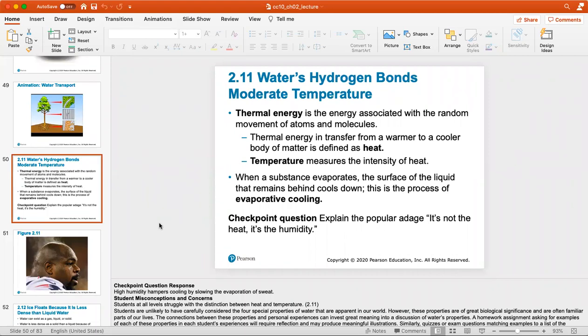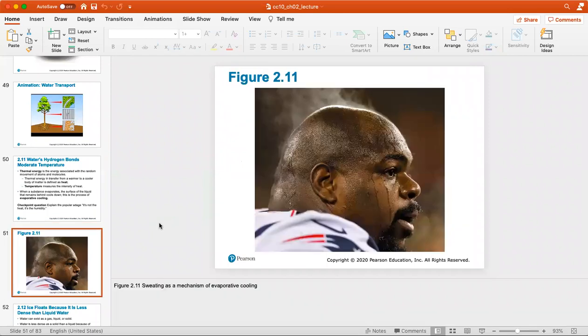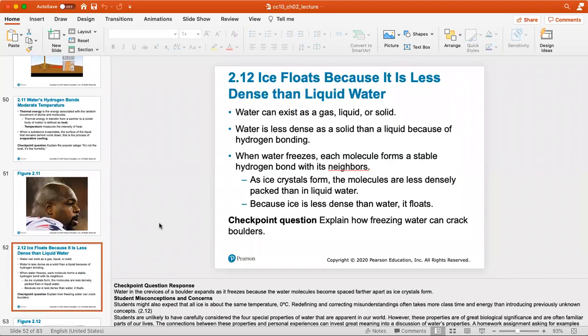And this is a checkpoint question. Explain the popular adage, it's not the heat, it's the humidity. Humidity refers to the amount of moisture in the air, which affects the intensity of that heat. This is just a look at sweating. Kind of a cool picture. We just had the Super Bowl, so there's a football player there, but sweating is a mechanism of evaporative cooling. So it helps the body cool itself.